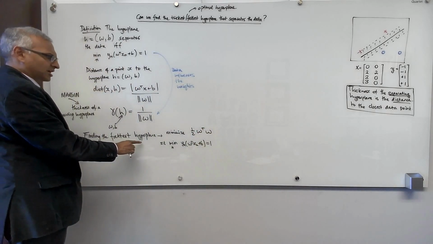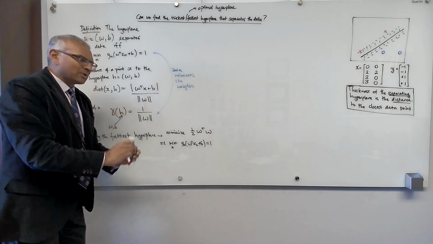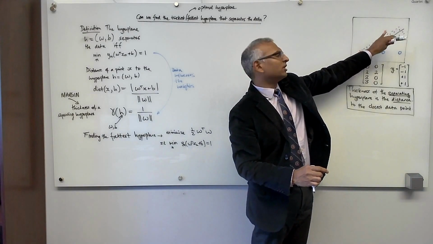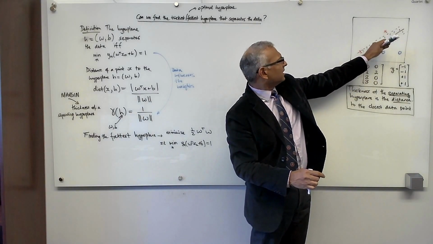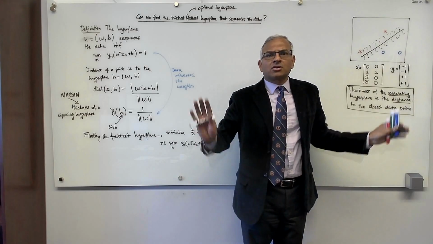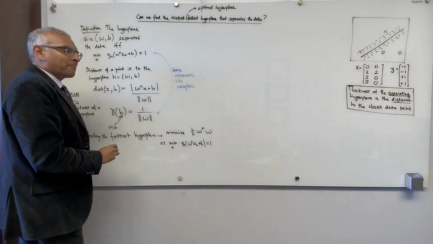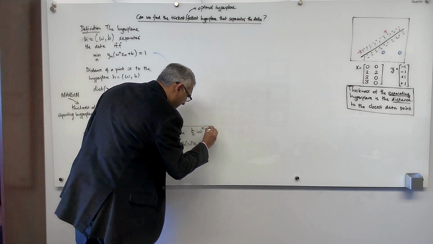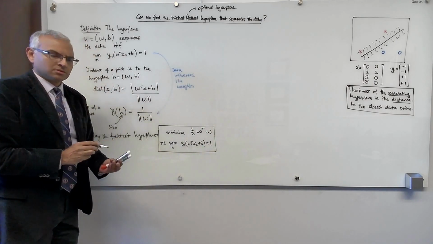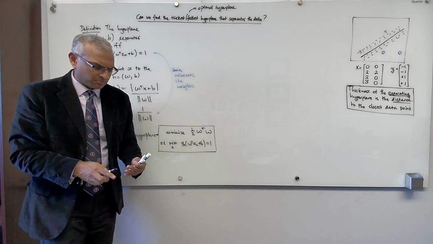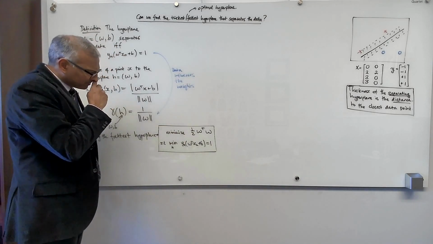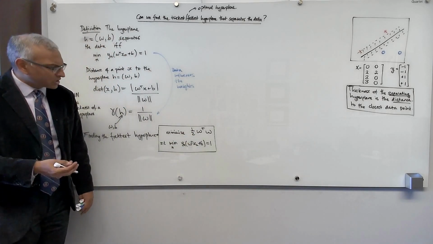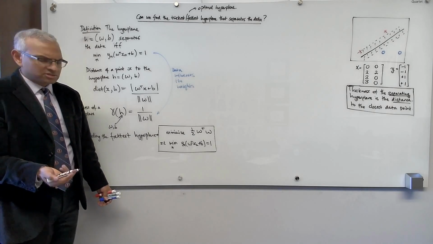So finding the fattest hyperplane is equivalent to the following mathematical problem. We talked about visually moving the hyperplane around until it has the largest thickness. That corresponds mathematically to the following optimization problem. So we have reduced the task to solving an optimization problem. Now let's massage this optimization problem a little bit to get it into the form that is typically used.